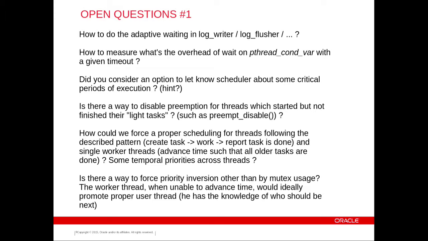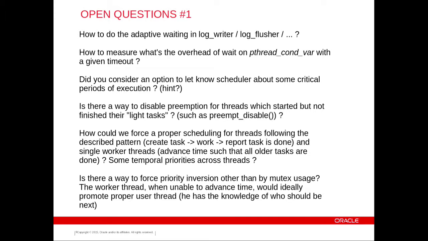So the question is if we could let the scheduler know about some critical periods of execution. For example, if the mini transaction commit is going on, we could hint that this is not the fragment in which we would like to be preempted, because in such case there would be a hole in the sequence of LSN values which would not be filled in the log buffer, and everybody else would stay unhappy because of that.